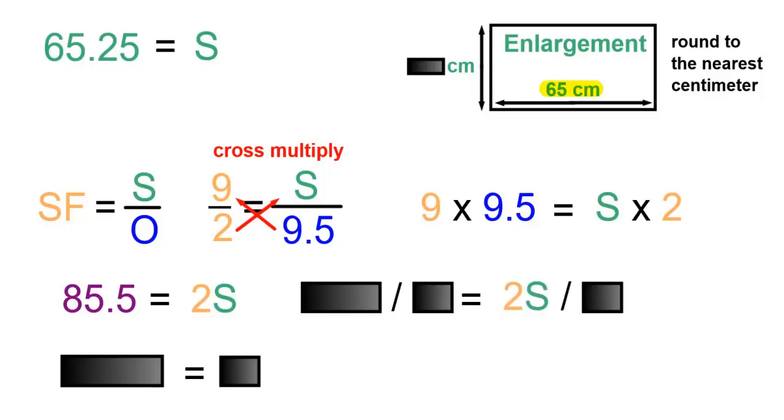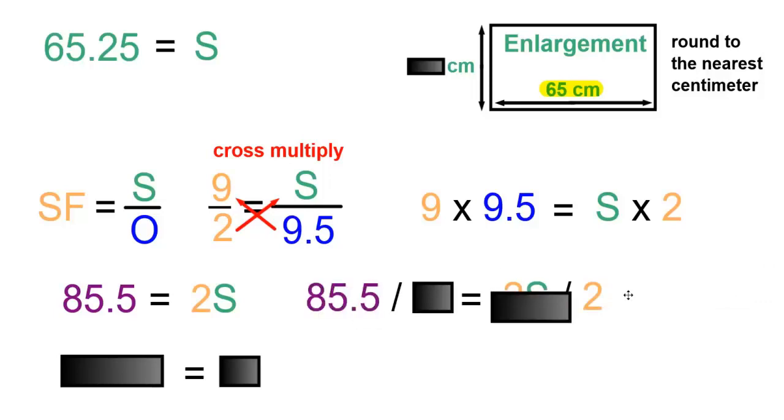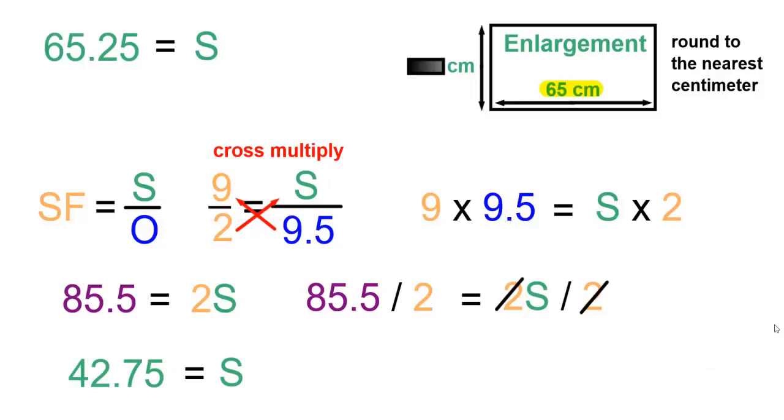To isolate the s, we do the opposite of times 2, so we divide the right-hand side by 2. If we divide the right-hand side by 2, we have to divide the left-hand side by 2 as well. Times 2 and divided by 2 will cancel, leaving us with s. And 85.5 divided by 2 gives us 42.75. We round to the nearest centimeter, so the 2 will round up to a 3. So we'll have an answer of 43 centimeters.